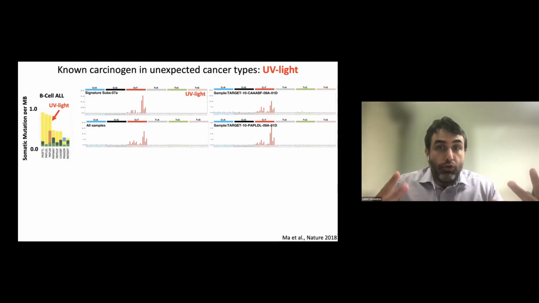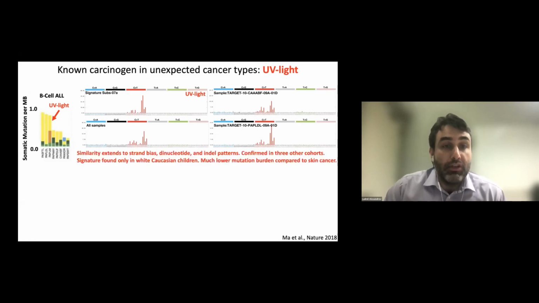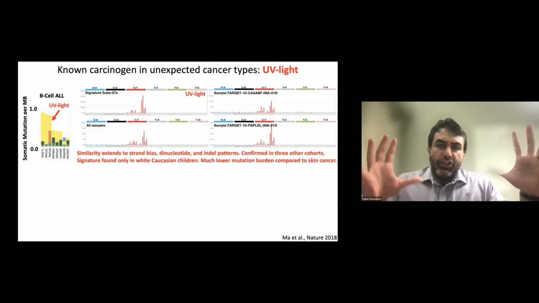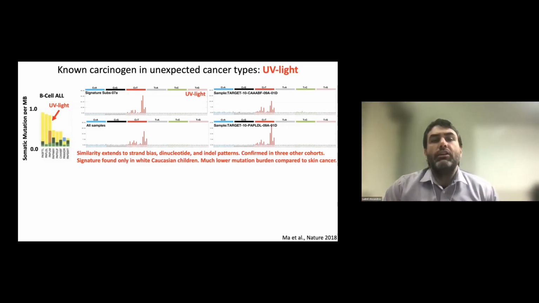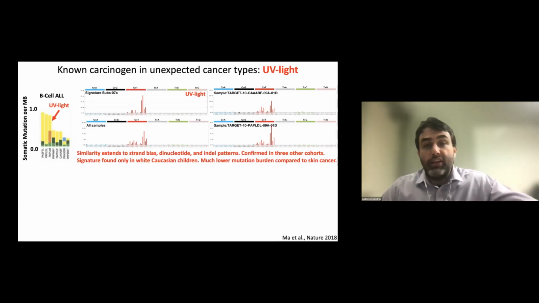And what that tells you is actually UV light is mutating these B cells, and it's very likely causing this specific leukemia in children. One can do an extended analysis to a number of additional features. They would all match. This could be confirmed now a number of times. And also, it has actually been shown to occur only in white Caucasian children.